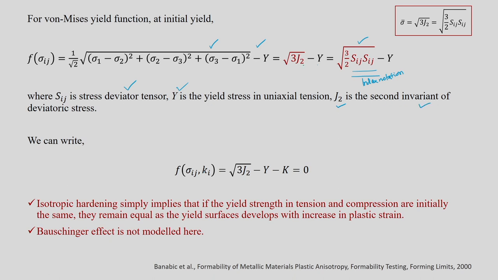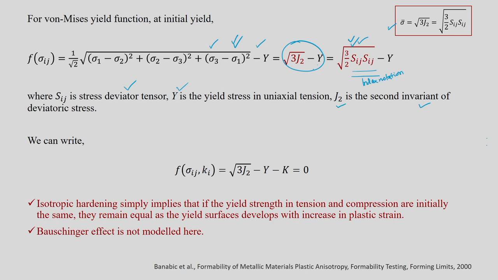That also can be written in this way. So these are the different forms we use. These two forms are already known to us. Only this one is something new. I have written here, this also you should know that. Sigma bar is nothing but square root of 3 into J2, which is nothing but 3 by 2 into Sij, which is what we have written here.